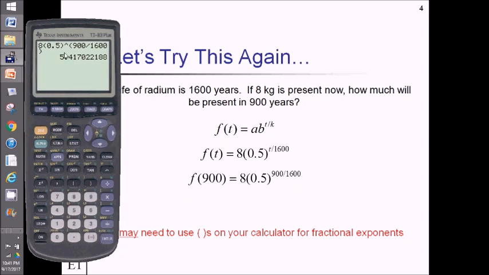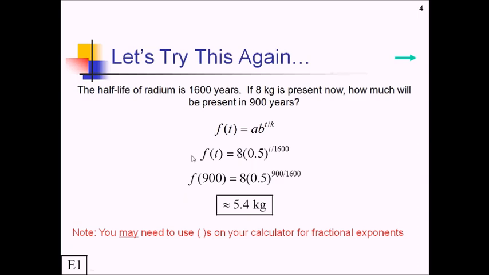All right, so with the parentheses, I get 5.4 and some change, and this is a reasonable answer. We shouldn't get 4 because it's less than the full 1600 that we're waiting for.